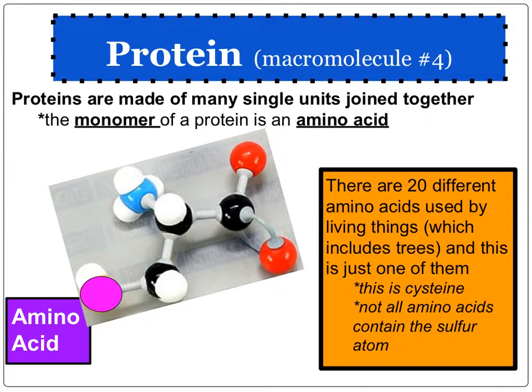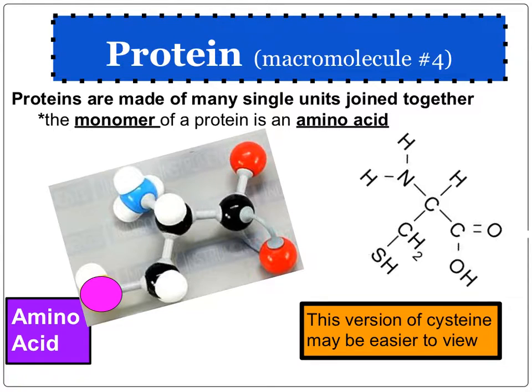There are 20 different amino acids used by living things, which of course includes the trees, and this is just one of them. This particular amino acid and the way it looks is called cysteine. Cysteine is an amino acid that contains sulfur, but not all amino acids need that sulfur, so that's just something to keep in mind. All the amino acids are pretty identical looking, except certain ones have different things, such as cysteine needing that sulfur. This is a different version of that same amino acid, but I think this one's a little confusing. So why don't we just use this one right here?